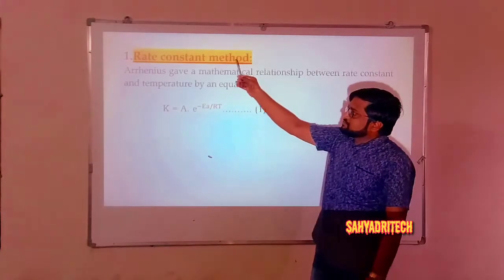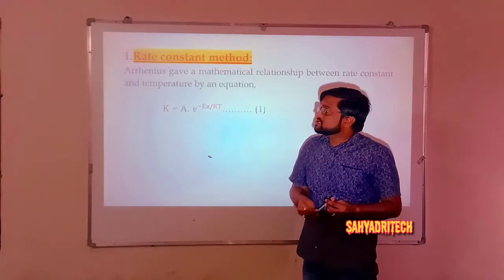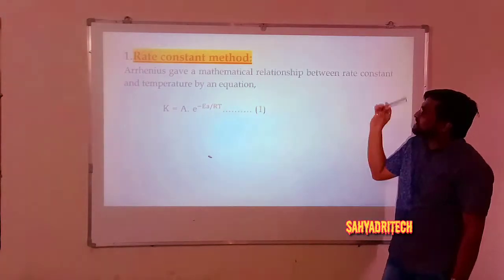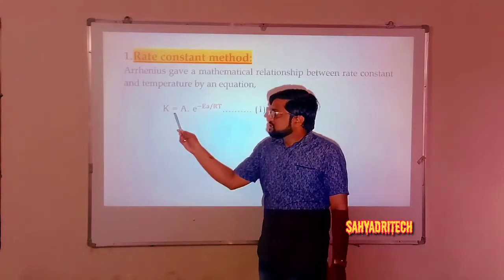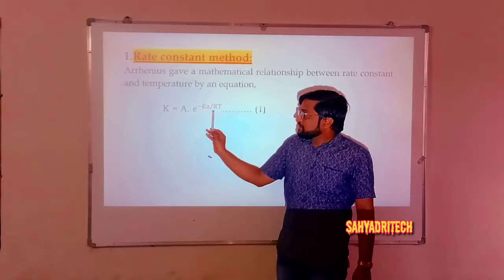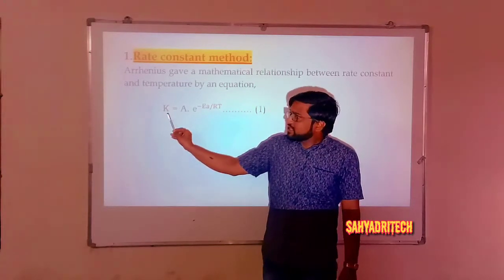Say, rate constant method, as I said, what is the basis here? Arrhenius equation is the basis. So Arrhenius gave a mathematical relationship between rate constant and temperature by an equation. What is that equation? K is equal to A into e raised to minus Ea by RT. What is K? Rate constant of a reaction.